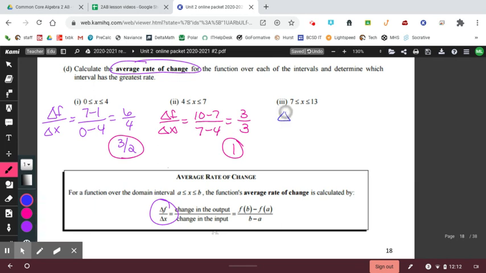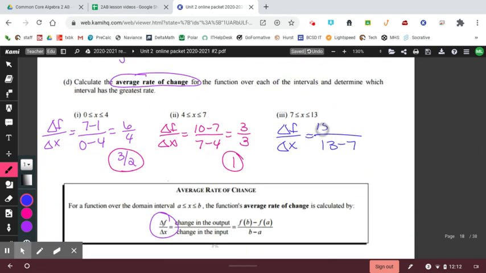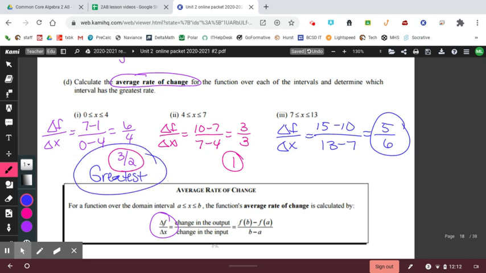And then the last one, average rate of change from 7 to 13. What was that, 15 and 10? Yes. Let me just fix that 15. So you get 5 over 6. All right, so which interval had the greatest average rate of change? The greatest would be the 3 halves, okay, because that's 1.5. All right, so now we can actually compare them because you're taking into account the change in x. Okay, so it's increasing the fastest over its interval.